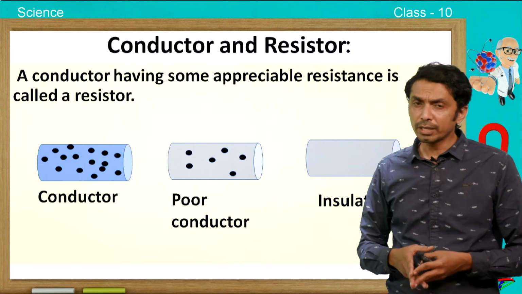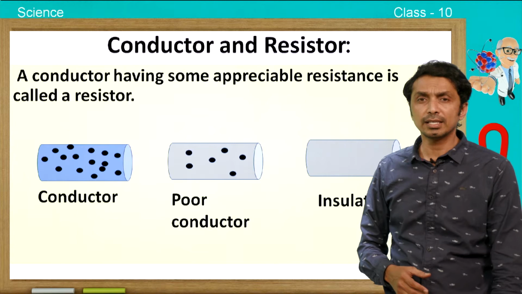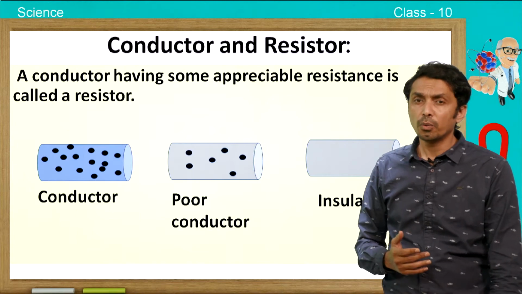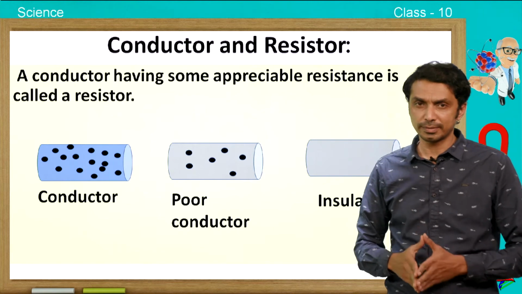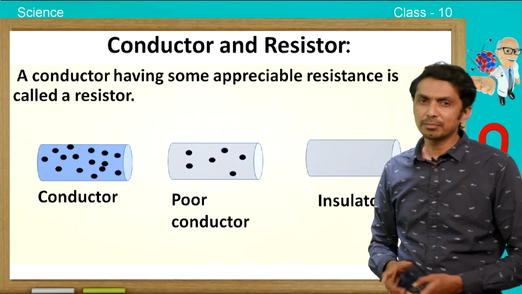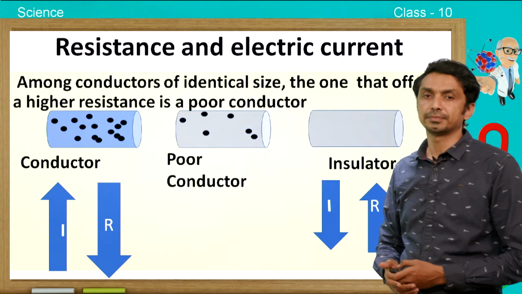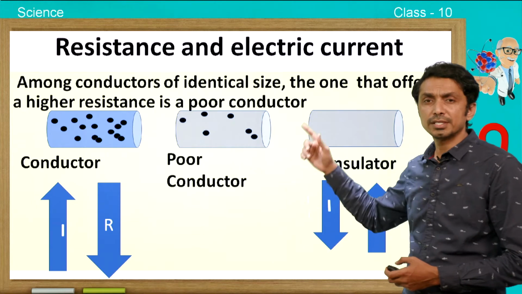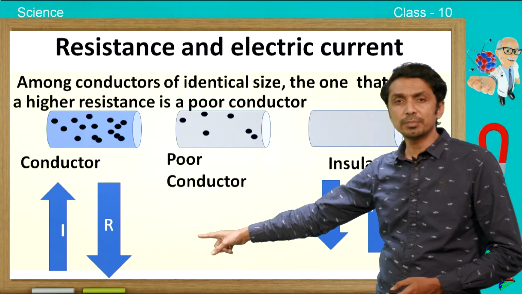So, my question is, if the resistance of a material is high, what will be its impact on the flow of electrons? Yes, I think you may have answered it correctly. Come, let us find out whether what you are thinking is right. Yes children, as you can see, resistance and electric current are inversely proportional.